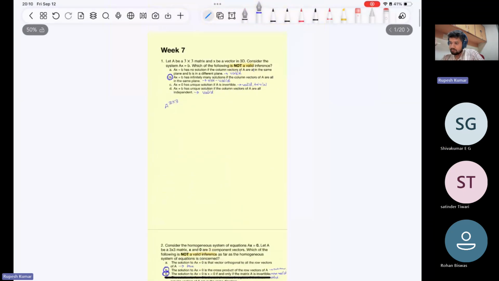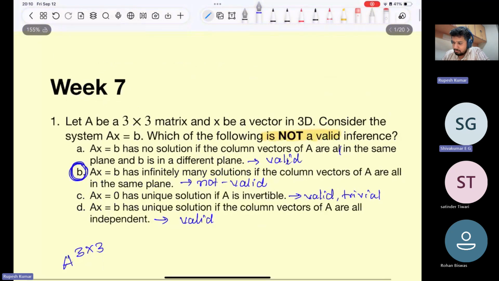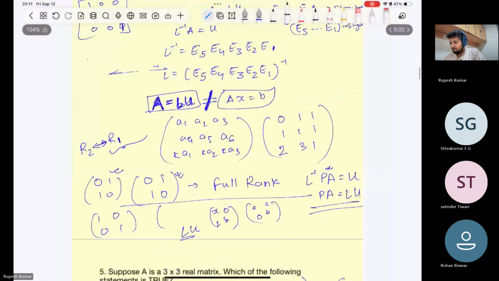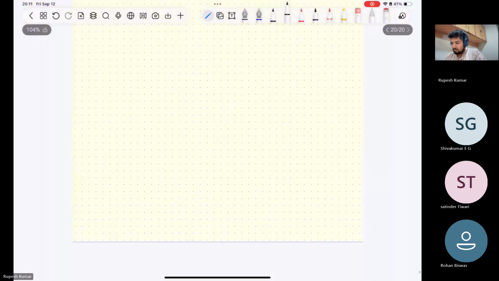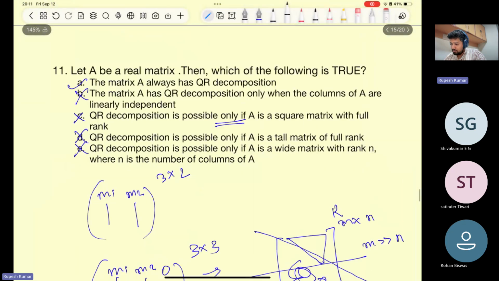Fine. So let's end this session for today. There are other problems for week 8 also. I will solve those problems in the next session itself. So let me update week 8 here. Question number 11, option E, I want to write down.